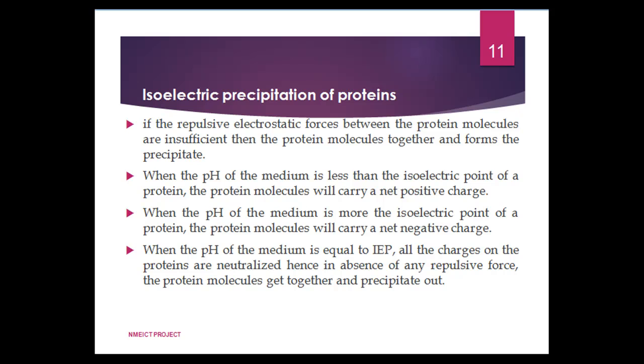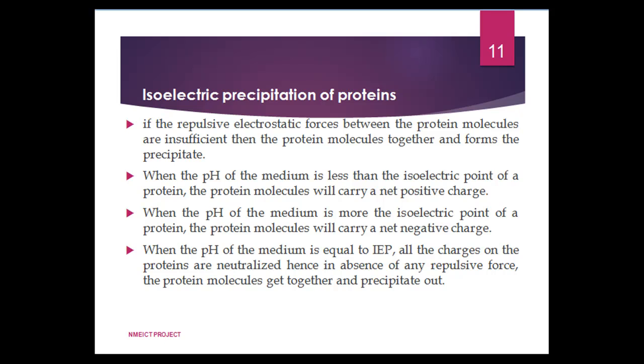If the repulsive electrostatic forces between the protein molecules are insufficient, then the protein molecules get together and form the precipitate. This method of precipitation is done by changing the pH of the protein solution. This effect is due to the different functional groups on a protein. There will be some pH, known as the isoelectric point, where the net charge on the protein is 0. This is different for different proteins.